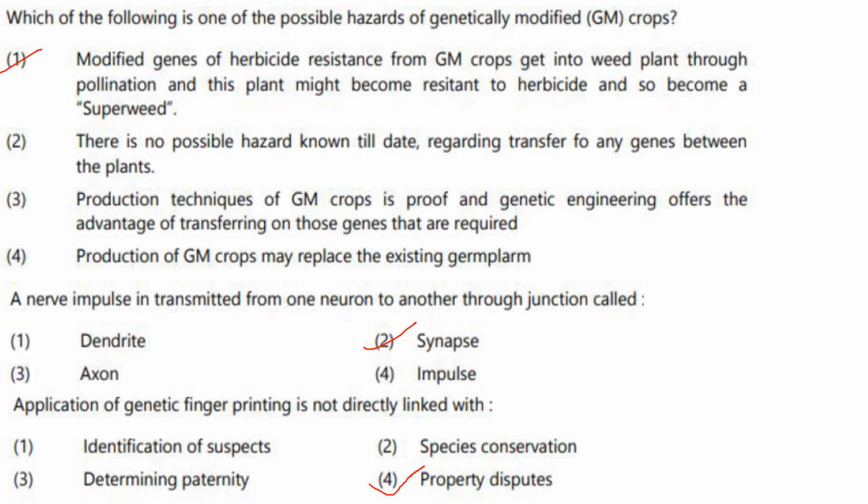A nerve impulse is transmitted from one neuron to another through a junction called a synapse. Everybody knows that. Answer is option 2.